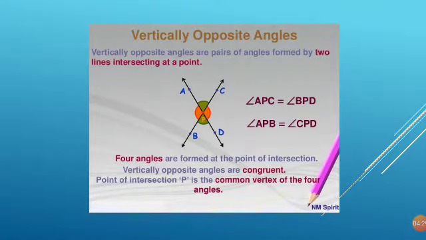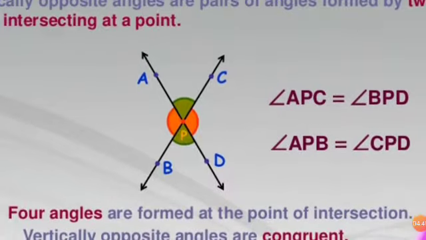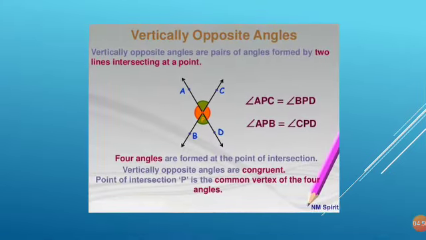Next is vertically opposite angles. Vertically opposite angles are a pair of angles formed by two lines intersecting at a point. Here, angle APB has the opposite angle CPD. That is a vertically opposite angle pair.